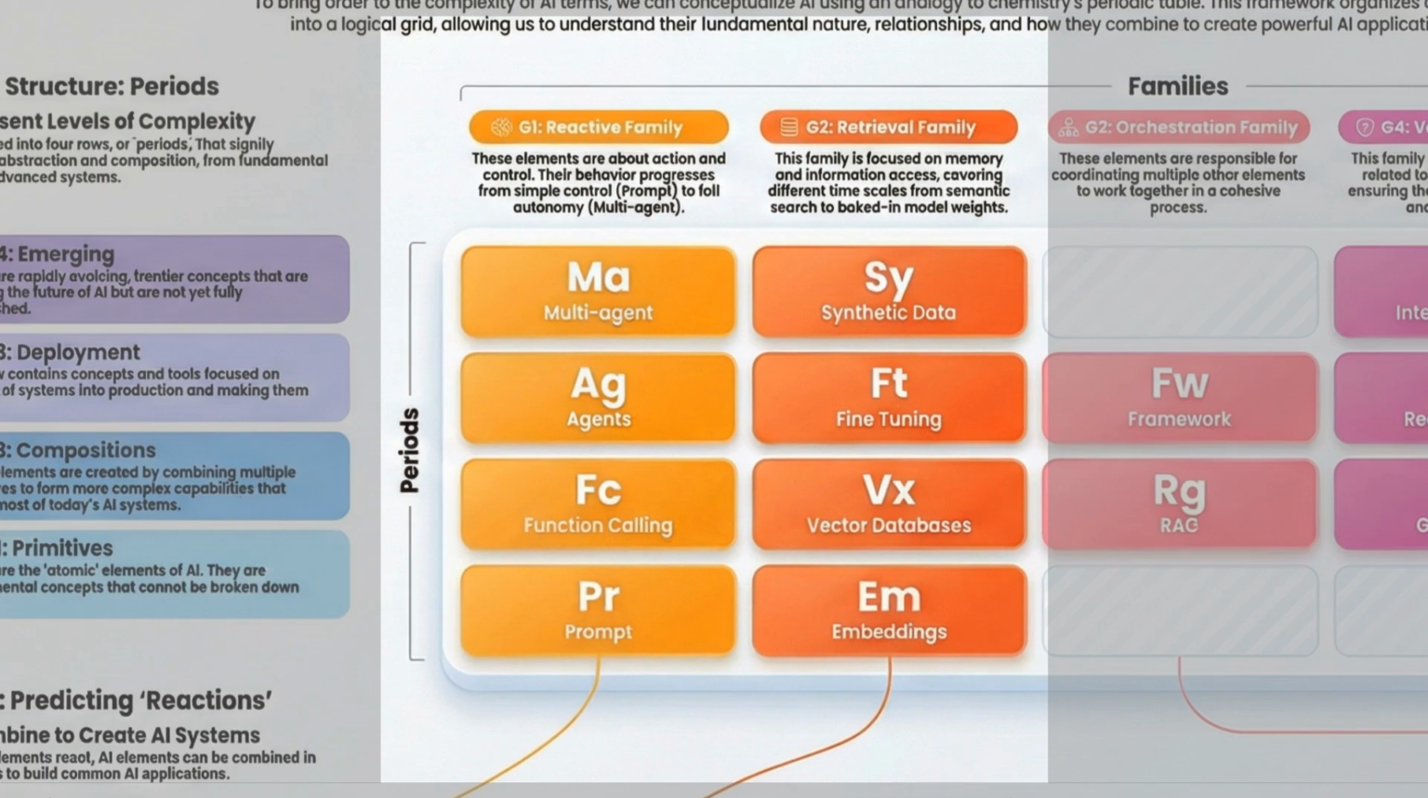One group of AI families focuses on action and memory. Reactive elements cover how systems respond to prompts or operate as multi-agent workflows. Retrieval elements handle storing and accessing information across time, from vector databases to embeddings. Together, they determine how an AI system remembers, reacts, and maintains context over many interactions.